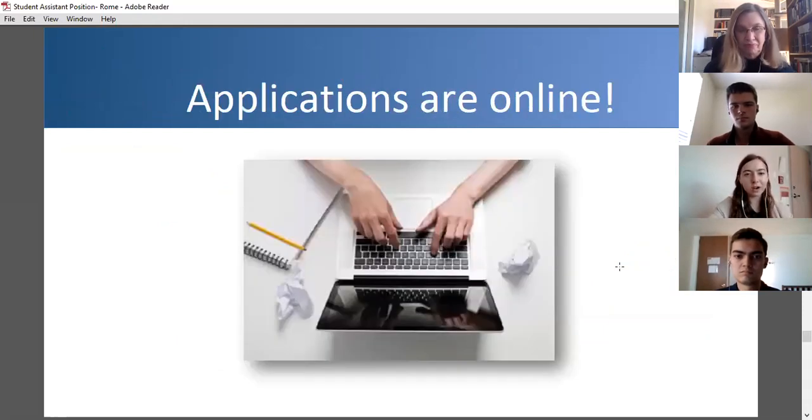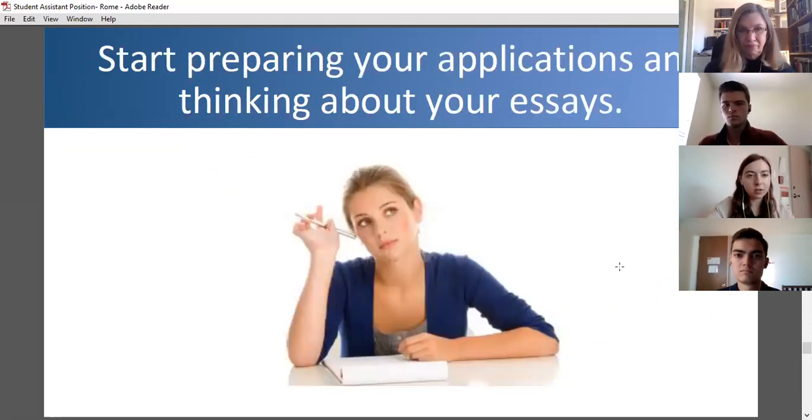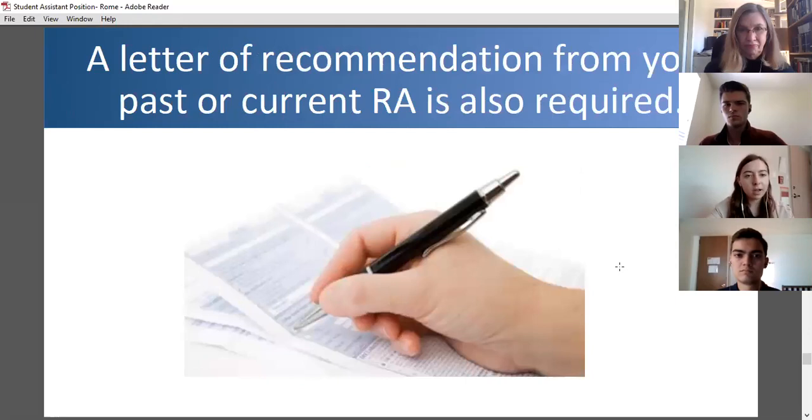As far as the application, it really wasn't terribly difficult. A lot of it was pretty intuitive and simple. There is an essay that you'll want to start thinking about. And then if you could go to the next couple of slides. You'll want, is this still required? You'll want to talk to your past or current RA and see if you can get a letter of recommendation from them. And then next slide, please.